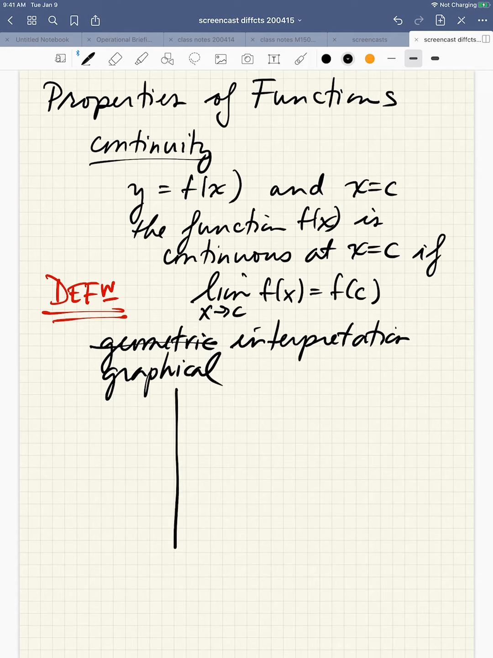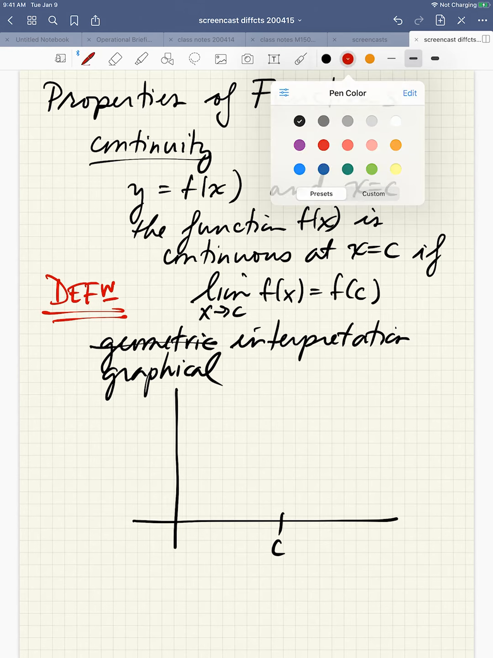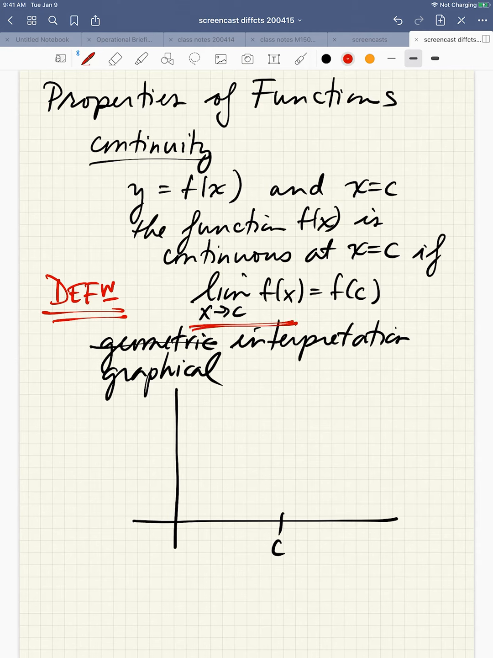Saying that this limit exists means that as my x's get closer and closer to c from below, my function values are going to approach some value. And then if I look at x values that get closer and closer to c from above, my function values are going to approach the same value as they did from the other side. That's what it means for a limit to exist.